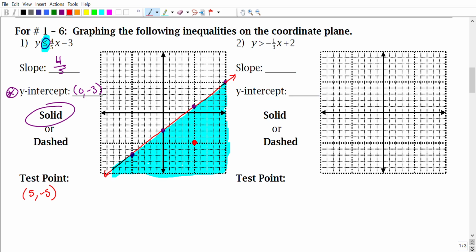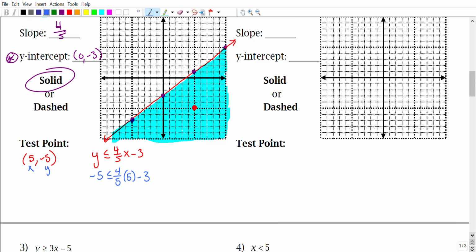Okay, so I see no reason why I can't plug that point into my original inequality and get a true statement. So let's see. My original inequality was y is less than or equal to 4/5 x minus 3. Okay, but now this is my x and this is my y, so I'm going to go ahead and substitute those values in. So I get negative 5 is less than or equal to 4/5 times 5 minus 3. All I did was substitute in those values, okay? If I multiply that out, that's negative 5 is less than or equal to 4 minus 3.